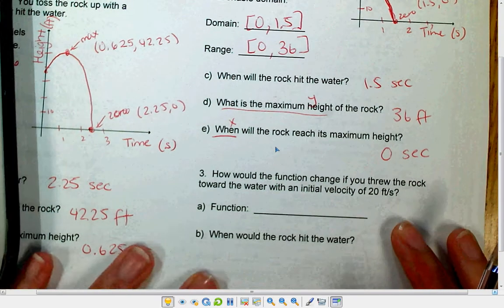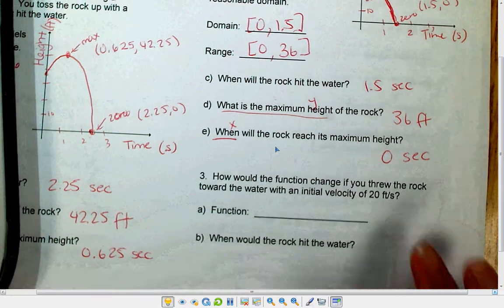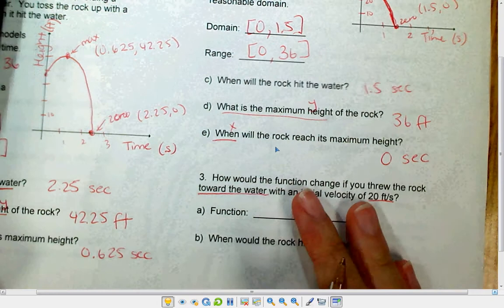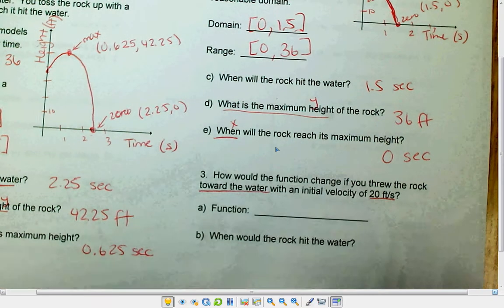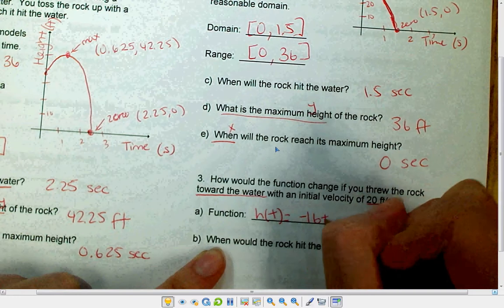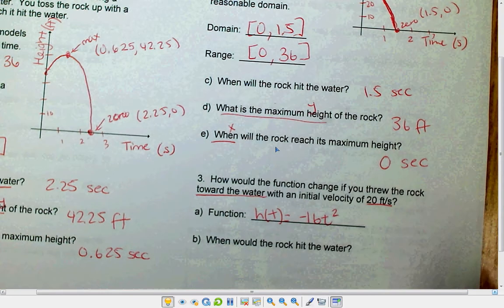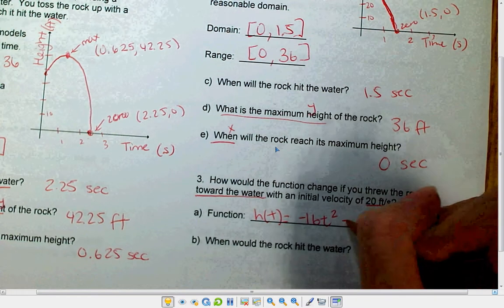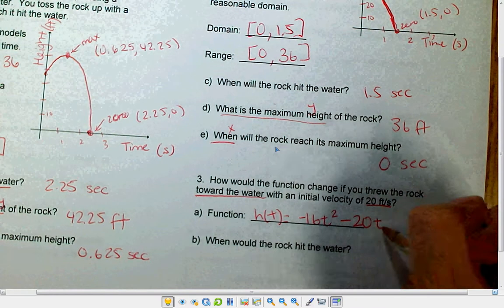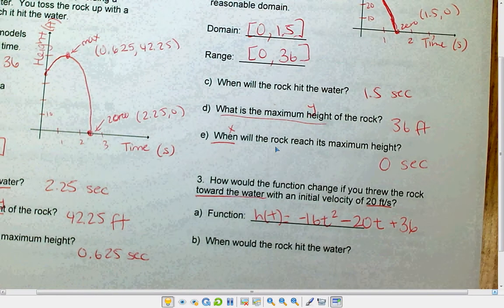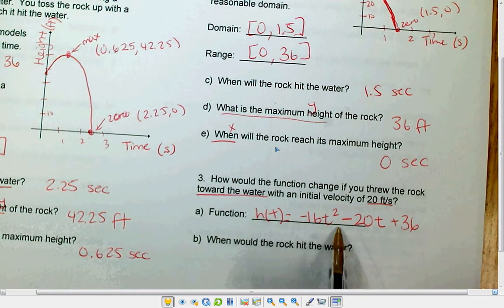Okay, number 3, how would the function change if you threw the rock toward the water with an initial velocity of 20? So before you were throwing it up in the air, now you're throwing it towards the water. So our function, we still have the negative 16t squared, but this time if you're throwing it downward, instead of having a 20, this is going to be a negative 20 for your velocity. All right, 36 is still 36. So if you're throwing it down instead of up, your velocity becomes negative.